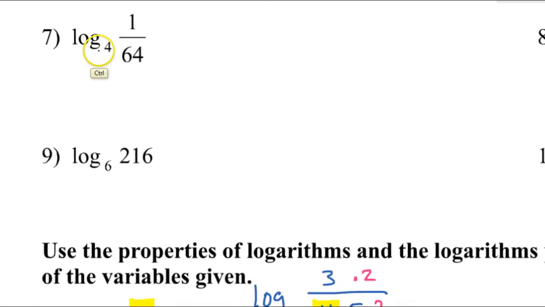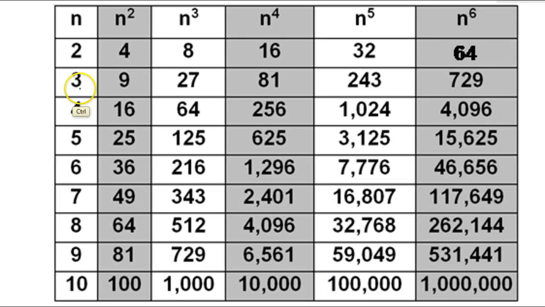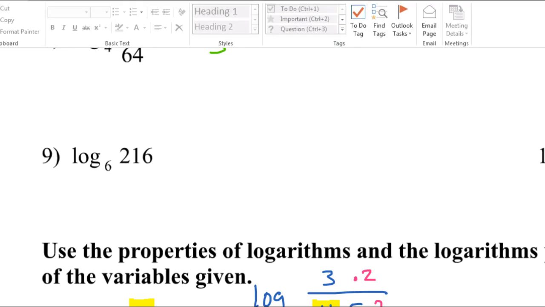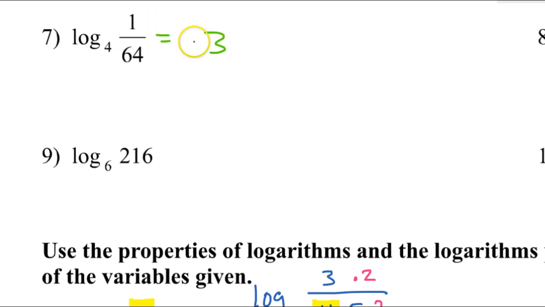Now, what power turns 4 into 1 over 64? Again, I recommend that you cover up the 1. What power turns 4 into 64? Well, that's going to be the 3rd power. However, since it really is 1 over 64, it should be a negative 3.